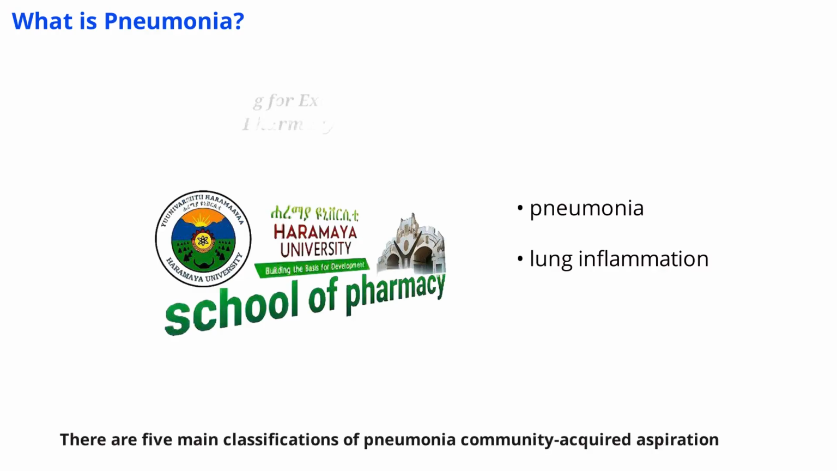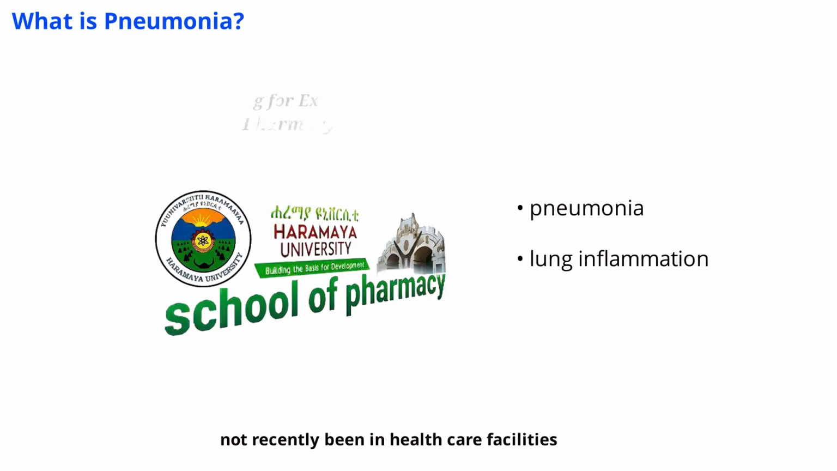There are 5 main classifications of pneumonia: community-acquired, aspiration, hospital-acquired, ventilator-associated, and healthcare-associated. Community-acquired pneumonia occurs in patients who have not recently been in health care facilities, while aspiration pneumonia results from inhaling oropharyngeal or gastrointestinal contents. Understanding these categories helps guide appropriate treatment and prevention strategies.